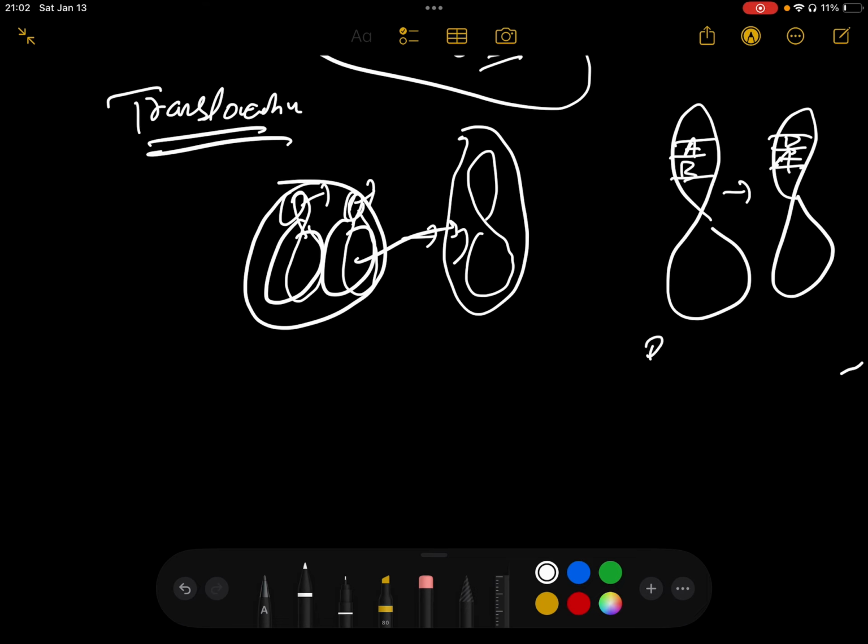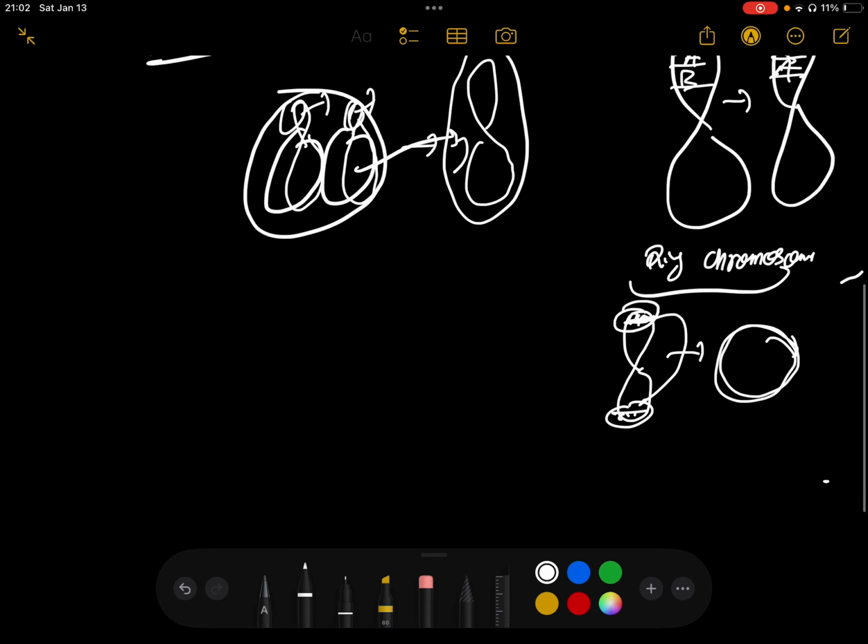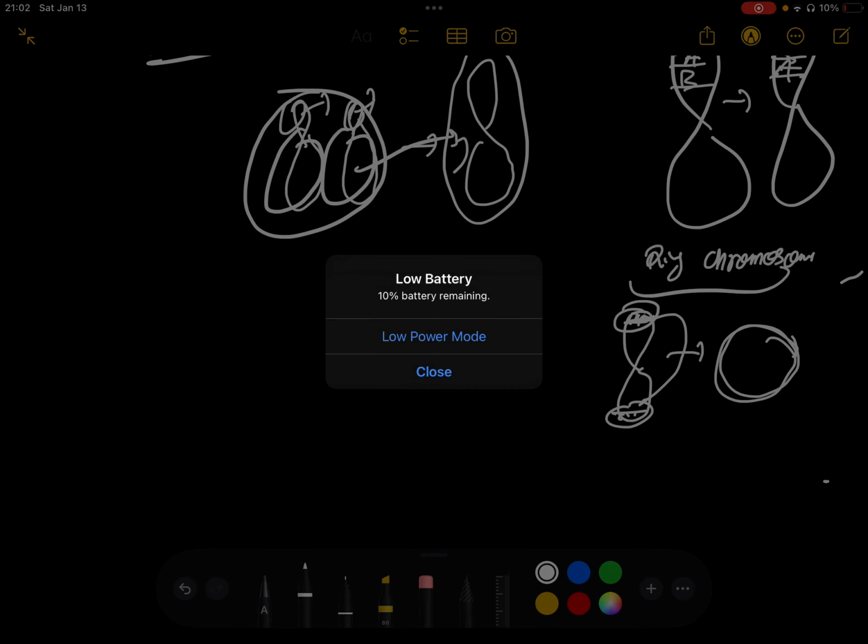Then ring chromosome. What is ring chromosome? Suppose this is a chromosome, and this is the top part and the bottom part. If they get deleted, it will form a ring, like this. This part gets merged with this part. It will form a ring structure. This is called ring chromosome.